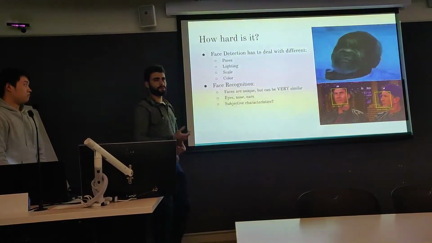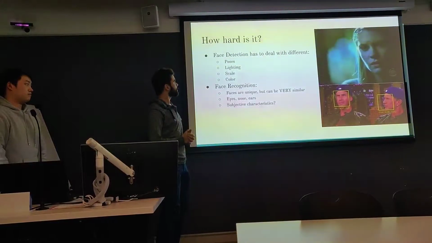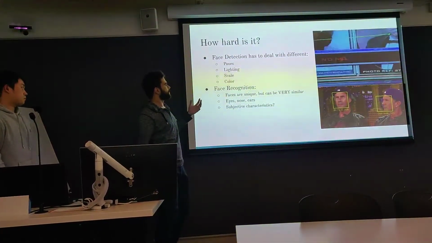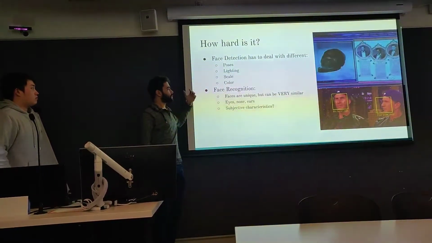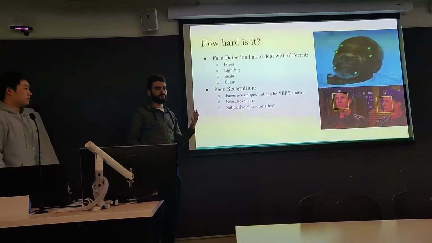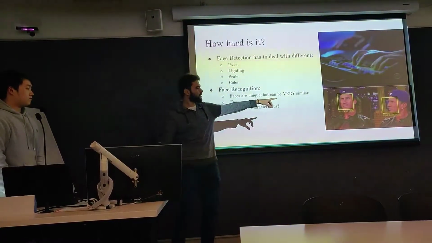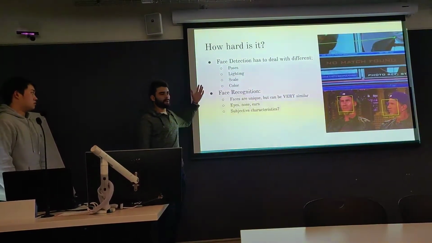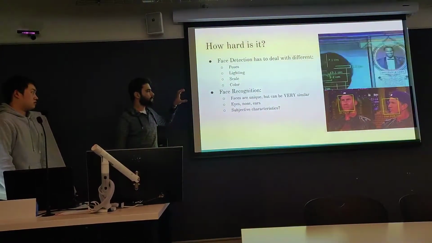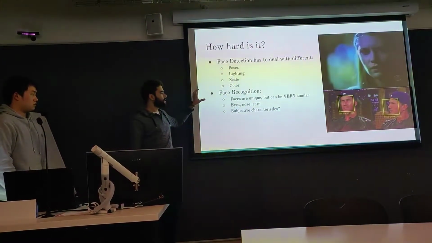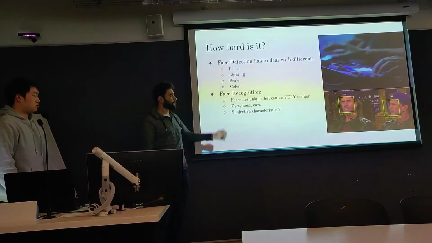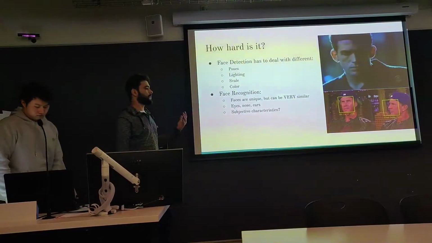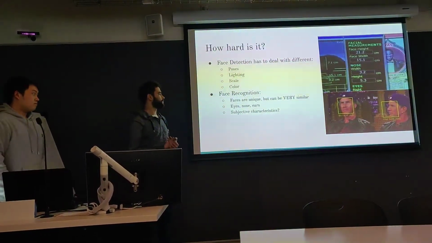And then we come to this problem of how hard it is. So we have to be able to deal with different poses. Maybe you have someone looking forward to the camera and then someone looking to the side. We might have different lighting, and then someone in the background can be smaller than someone who's in the foreground, so we have to deal with the scale problem as well. And also color, maybe the color will differentiate how we detect faces or not.